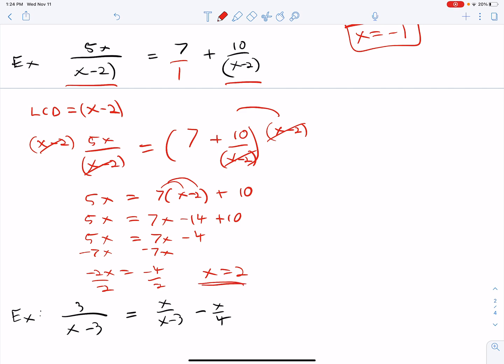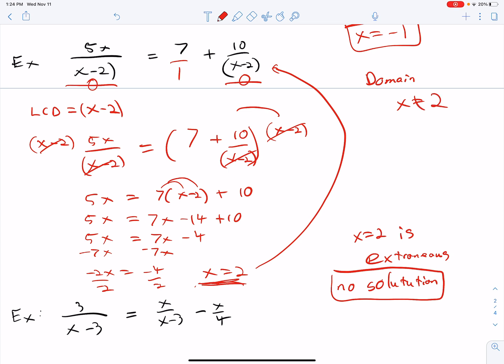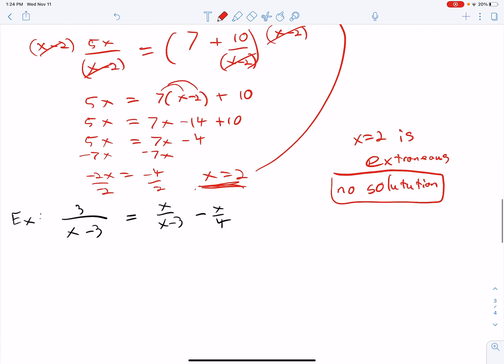But we don't know if that's a solution, right? What if we plug this back into the original? Well, that's going to make the denominator there and there 0. So x equals 2 is extraneous. And because that's the only solution we got when we solved, this equation is going to have no solution. Now, we also could have looked at it from the very beginning. What is the domain here? x cannot equal 2, right? From the very beginning when we see that, because that would make it undefined.